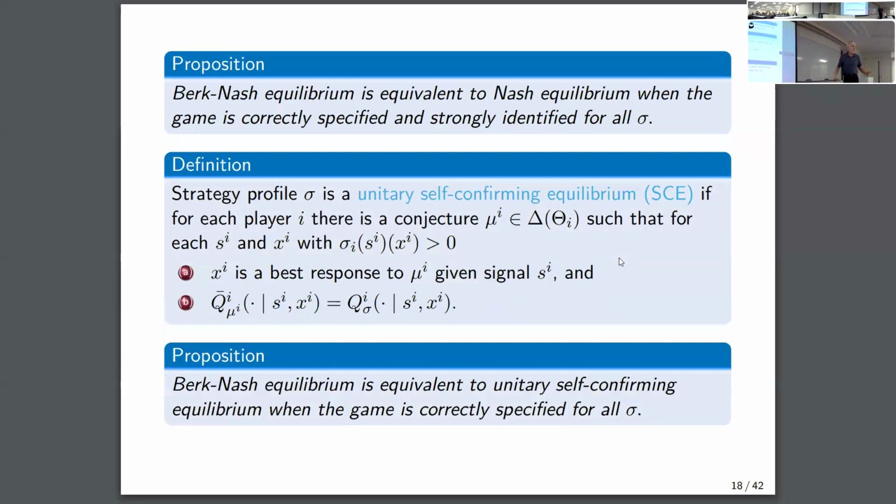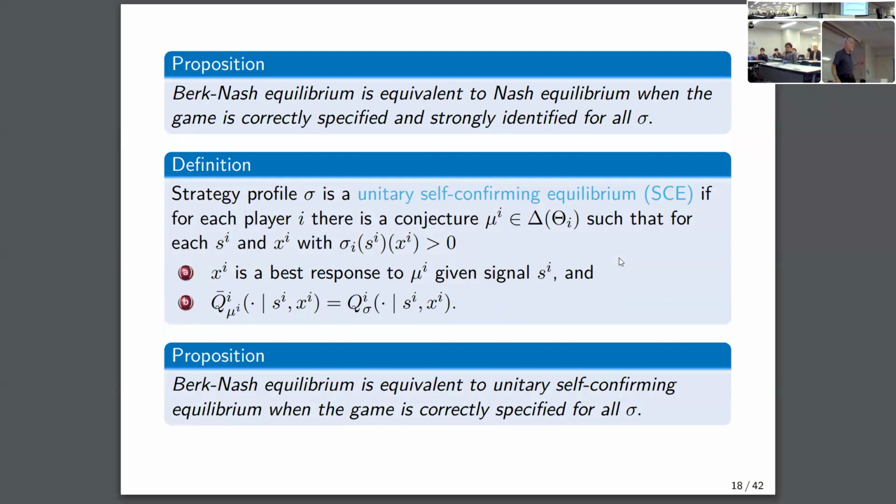Proposition: Berk-Nash equilibrium is equivalent to Nash equilibrium if the game is correctly specified and strongly identified. But you need correctly specified to learn the truth. That's not enough to have Nash equilibrium, because in Nash, you know what happens if you play right, even if you've never played right at all.